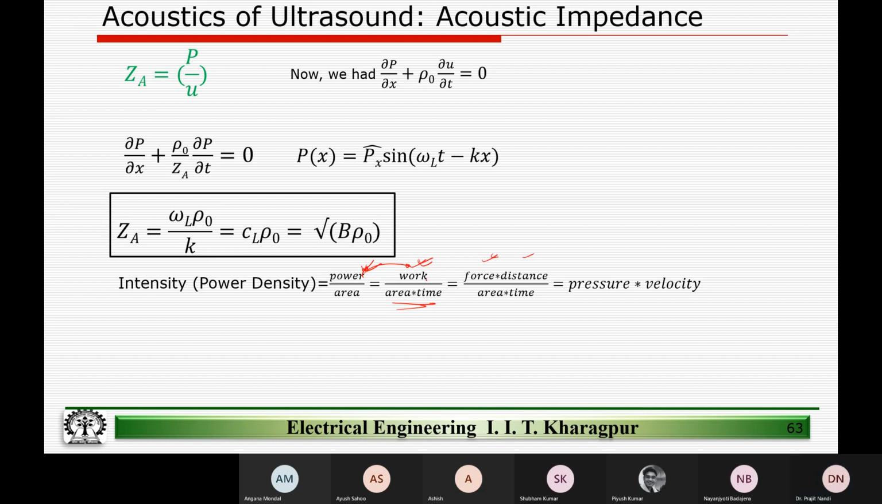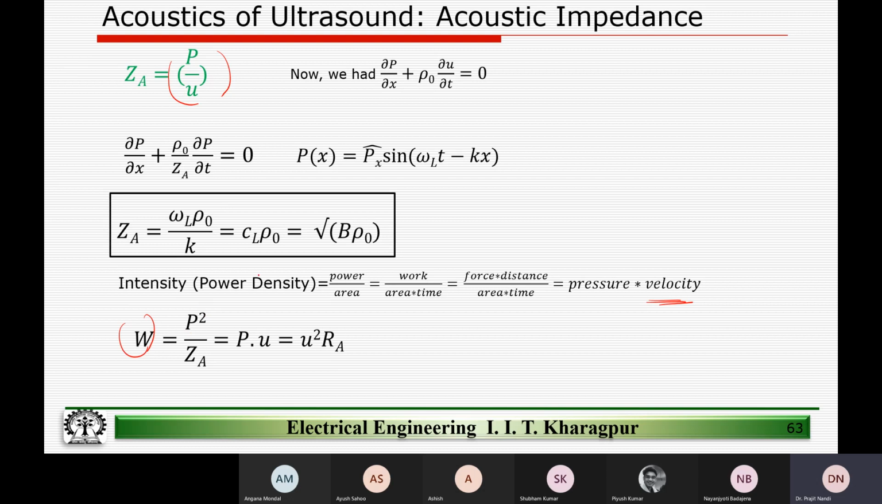And work is nothing but force into distance, right? So just by rearranging, force divided by area becomes pressure, and distance by time becomes velocity. So essentially the intensity can also be defined as the product of the pressure and the velocity. So we know ZA, so this is intensity.